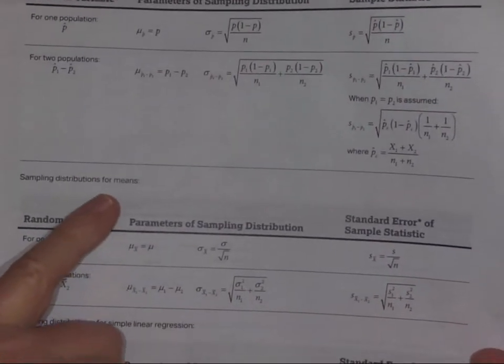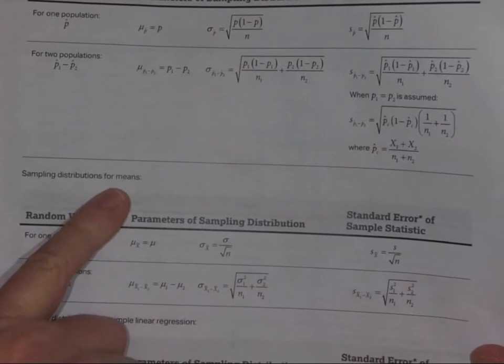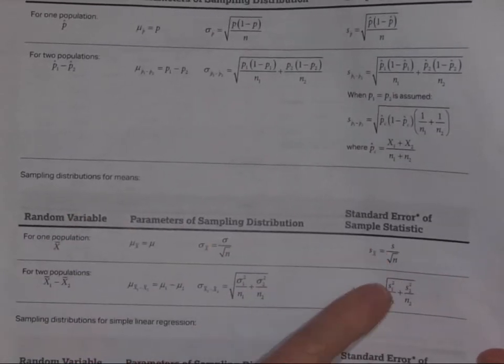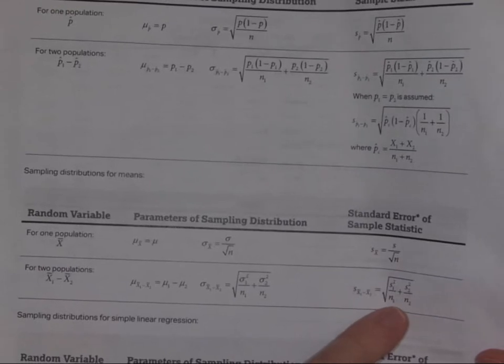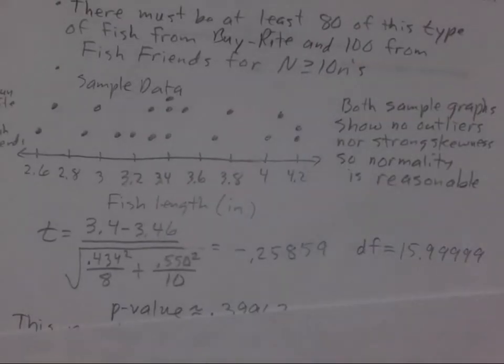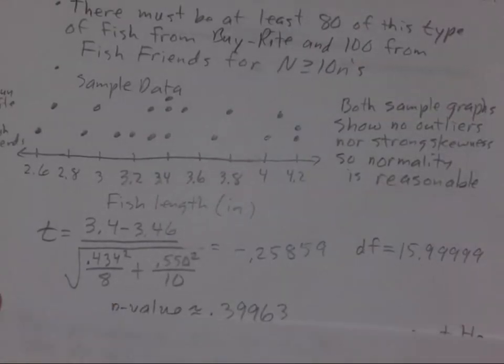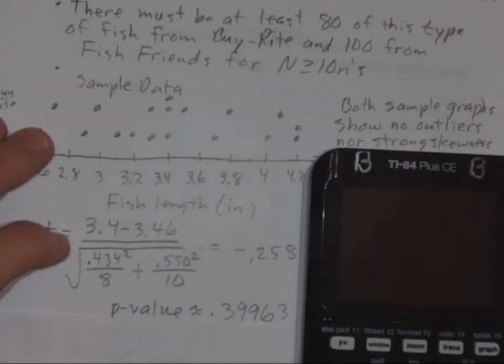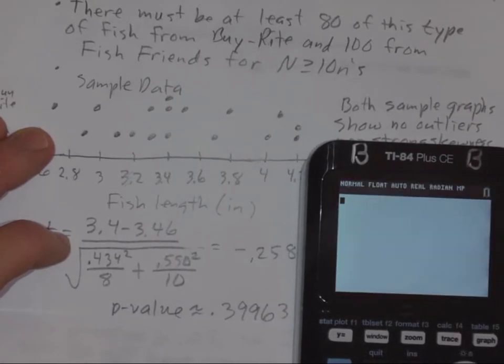And then for means, the standard error is going to be that guy there. That's for one mean and that's for two means. And so that's the one we're using here, and those are those values. But the way we're really going to do this is by using our calculator.